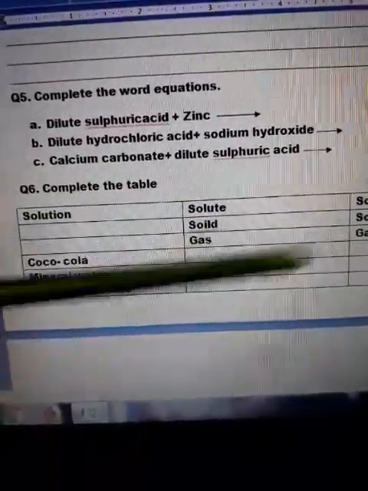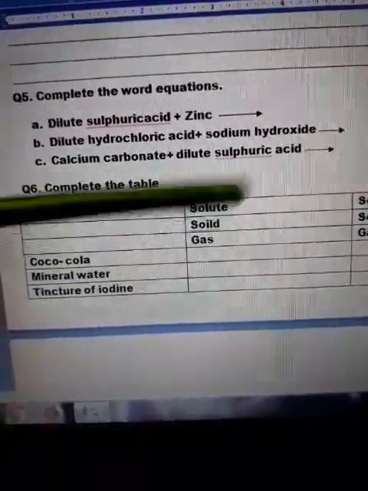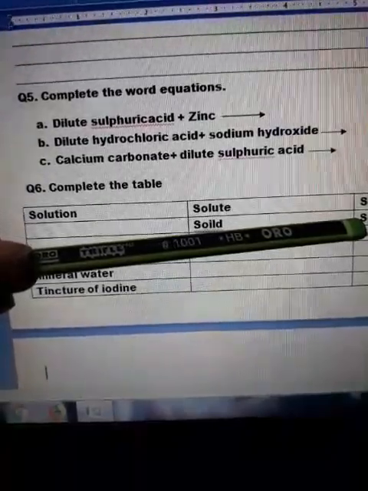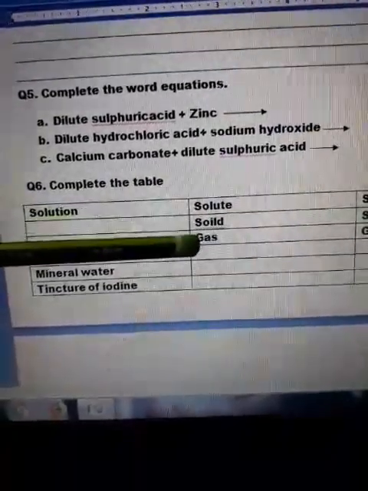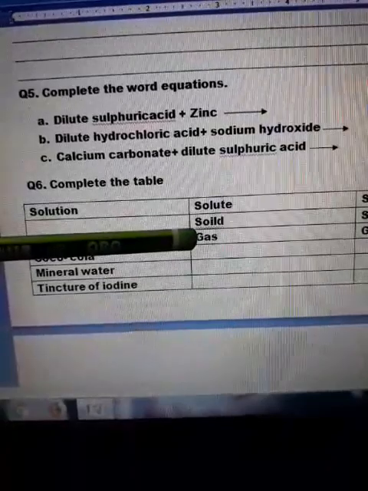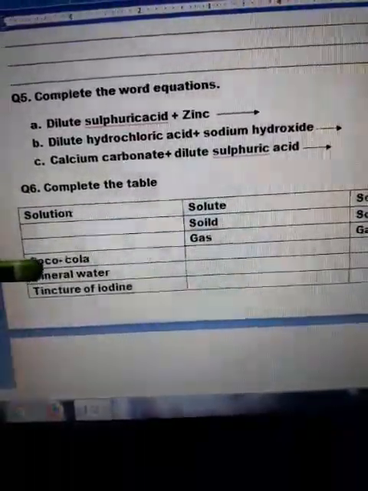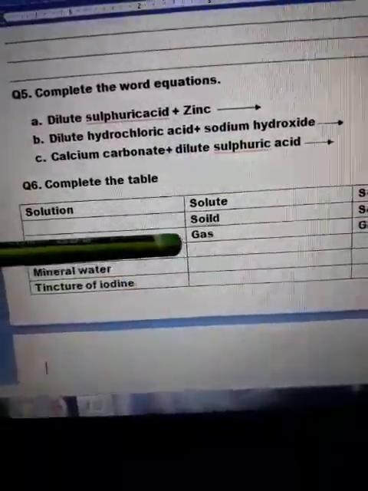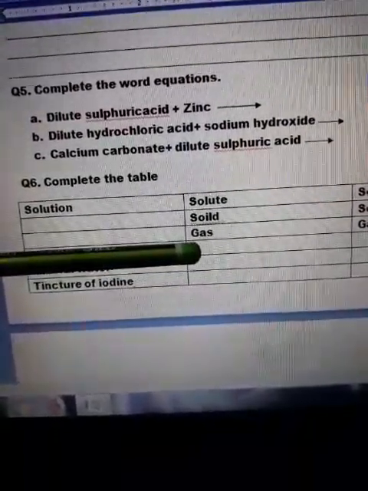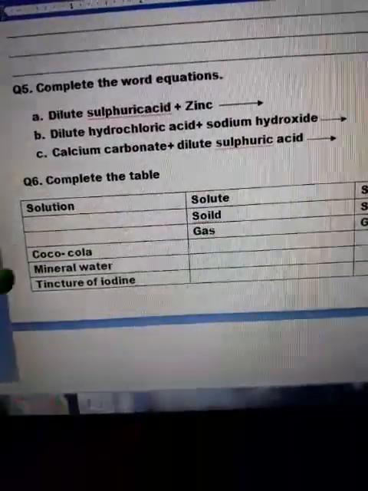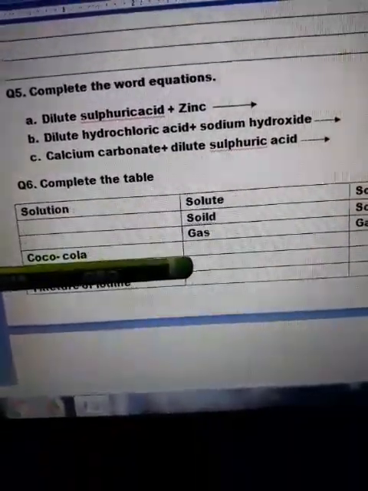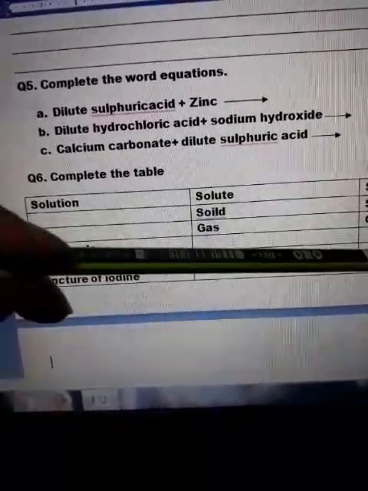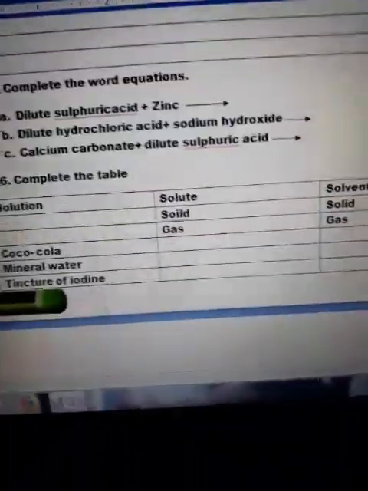Then gas and gas. Air is the best example of it. You know that the major component of the air is nitrogen. Nitrogen is the solvent in which all the other gases are soluble, like carbon dioxide, oxygen, noble gases. Coca-Cola: in Coke, the solvent is water and the solutes are carbon dioxide, sugar, food color. Mineral water: mineral salts are the solute as they are added in less amount, and the solvent is the water because it is present in greater amount.